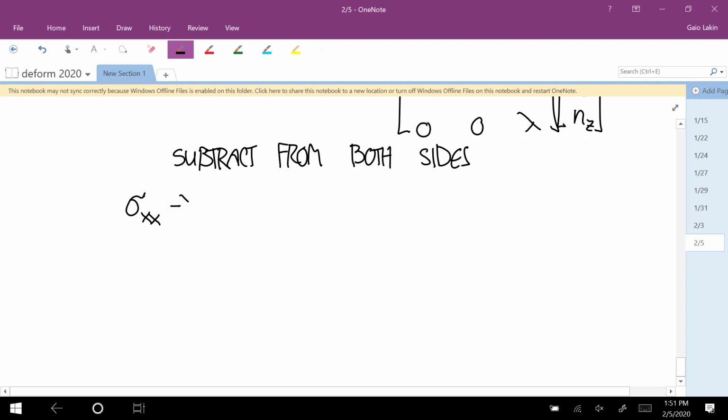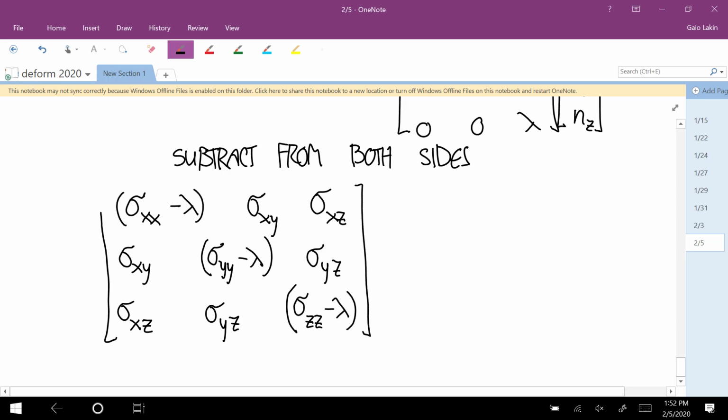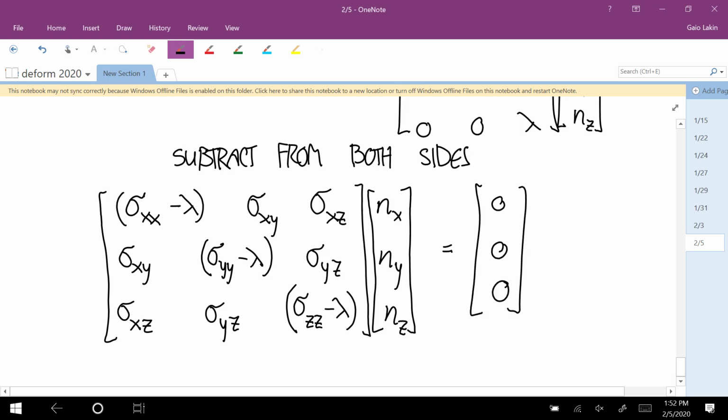Okay, so now I'm going to rewrite this like this. Sigma xx minus lambda, sigma xy, sigma xz, sigma xy, sigma yy minus lambda, sigma yz, sigma xz, sigma yz, and then sigma zz minus lambda, times that unit vector is equal to 0. Okay.